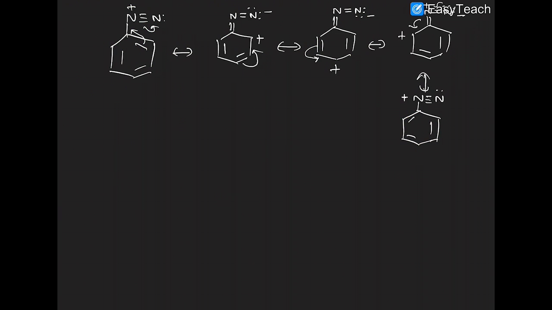Now look at the resonance stabilization of the benzene diazonium salt. Benzene diazonium salt means N2 plus is electron withdrawing in nature. Why? Because nitrogen carries positive charge here. So what happens? This pi cloud will move towards the nitrogen atom, and this pi cloud transforms as a lone pair.